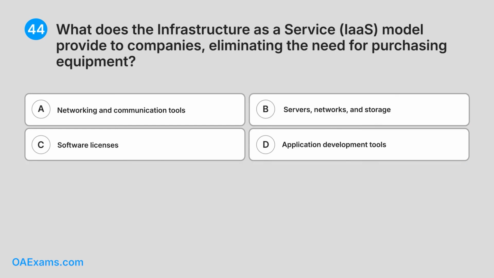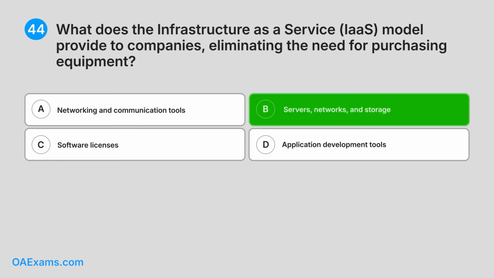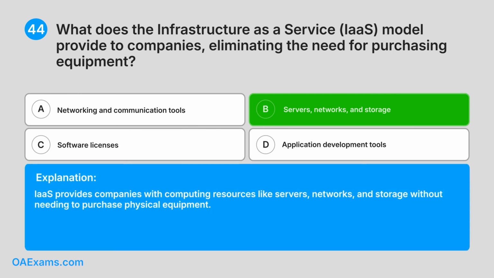44. What does the Infrastructure as a Service (IaaS) model provide to companies, eliminating the need for purchasing equipment? A. Networking and communication tools. B. Servers, networks, and storage. C. Software licenses. D. Application development tools. Do you know the answer? Correct answer. B. Servers, networks, and storage. Explanation. IaaS provides companies with computing resources like servers, networks, and storage without needing to purchase physical equipment.